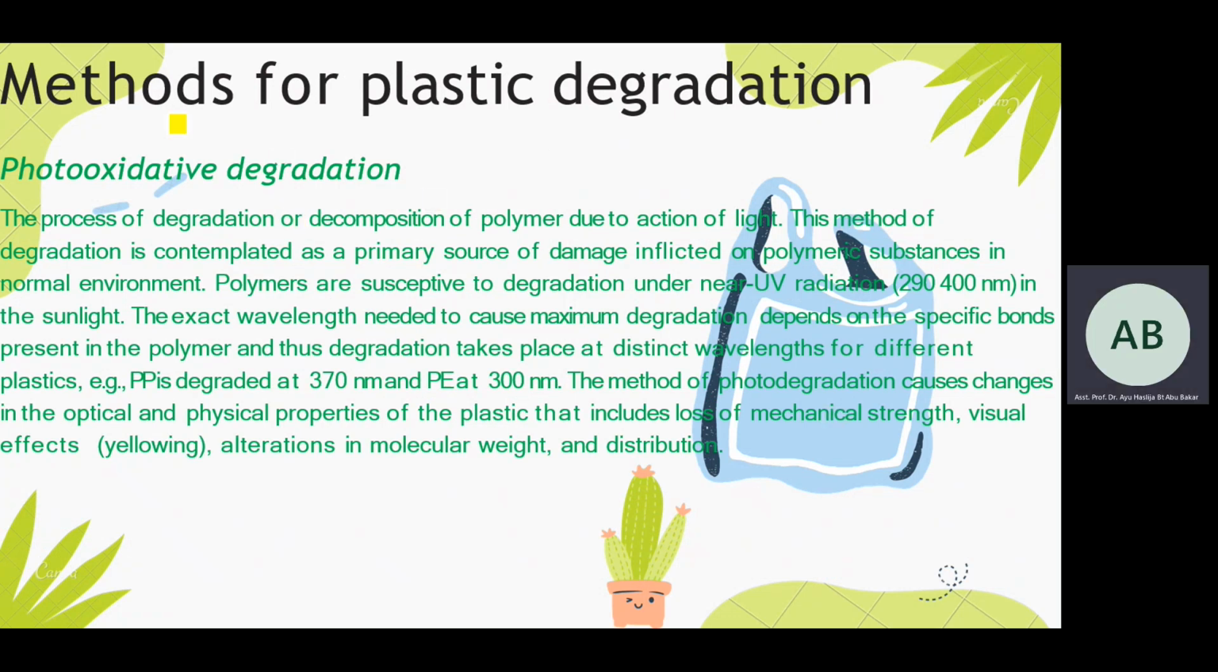Okay, these are a few more methods for plastic degradation, where we can have photo-oxidative degradation. Oxidation using light, photo-assisted oxidation, degrading due to the action of light. Degradation or decomposition of polymer due to the action of light.